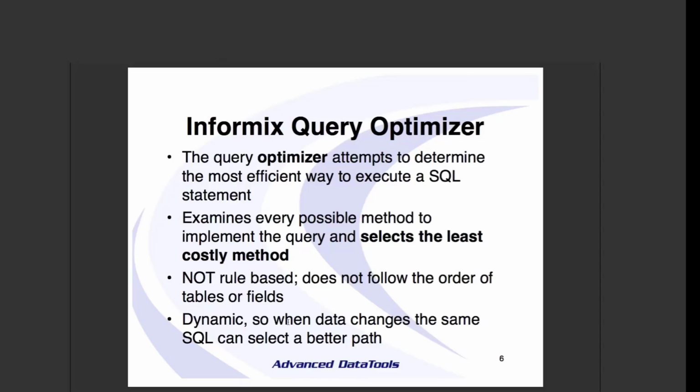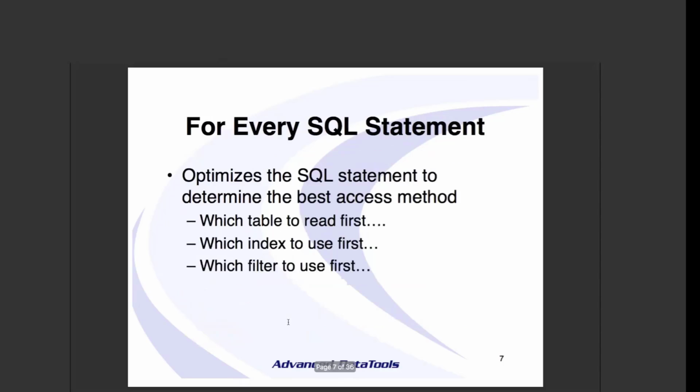The optimizer picks an access method based on what it thinks will be the fastest way to run your SQL. What it has to do is determine which table to read first, which index to use first, and if you have filters in the where clause, which filters to use first, and then second, and then third, and fourth. It's all about deciding what order it is going to do things in.